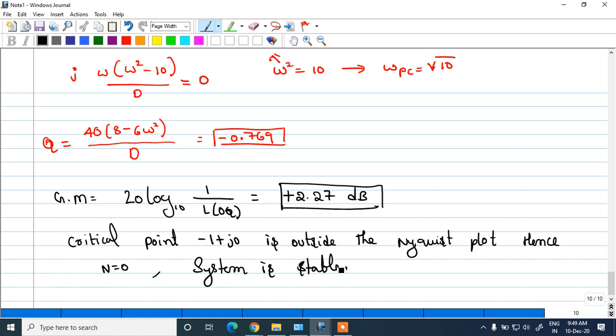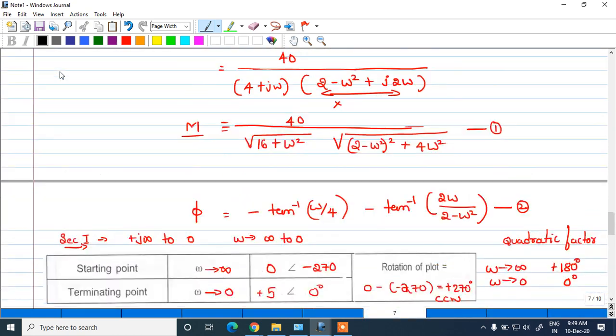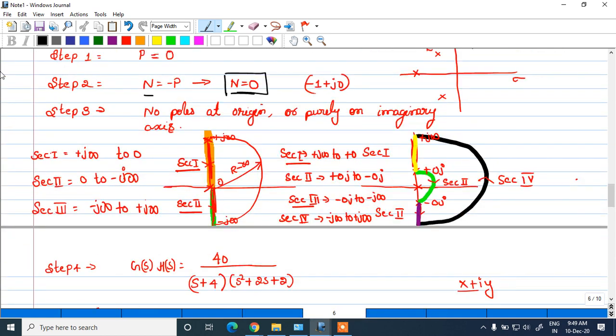Okay, so this will be problem number 2. I hope you understood this particular problem. You can see in step 3, in all your problems you will get either one of these two conditions: the first condition where you will not have any pole at the origin, or you will be having a pole at the origin. Only these two conditions you may get in the exam. So let me stop here.